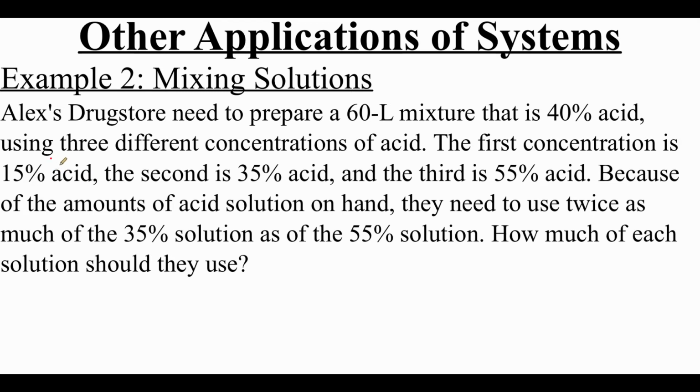So I'm going to use x to represent the amount that we're using at 15%. I'm going to use y to represent the amount that we're using at 35%, and I'm going to use z to represent our 55% amount. So my first equation, when I add those x, y, and z values together, we're supposed to get a 60-liter solution.